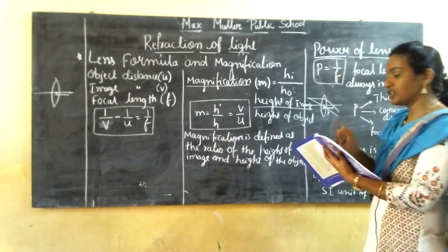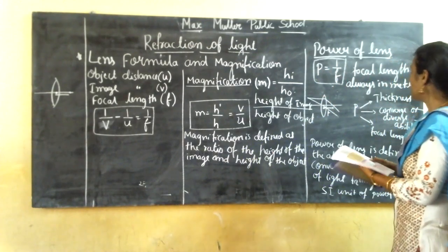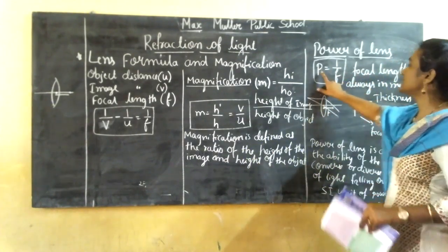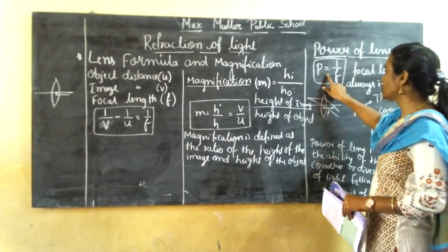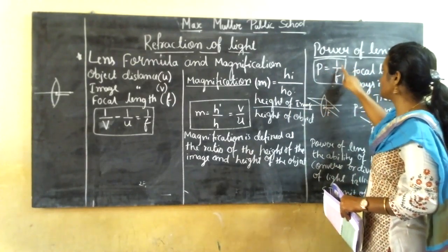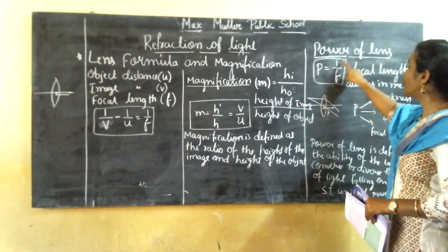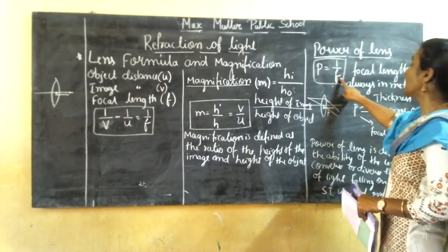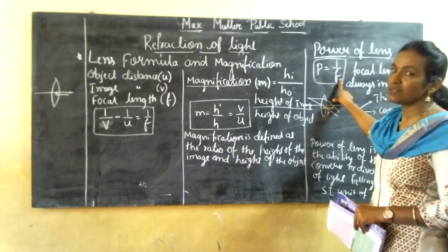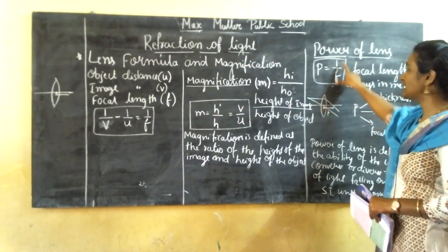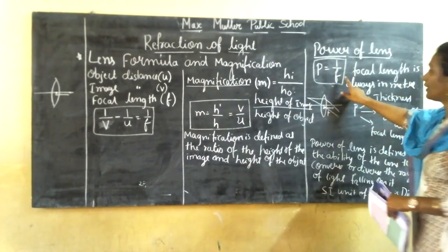It is denoted by the letter D. Clear? So the formula for power of a lens is P is equal to 1 by F. This is the focal length, and focal length is always in meters. If it is in centimeters, you have to convert that into meters. Focal length is always in meters. You have to keep that in mind.